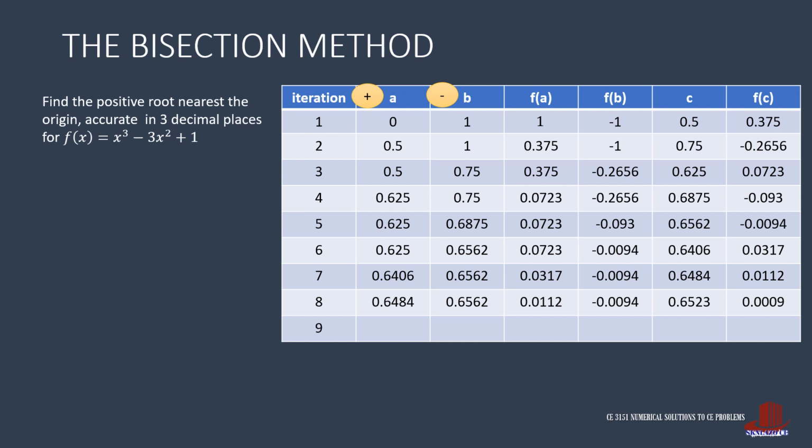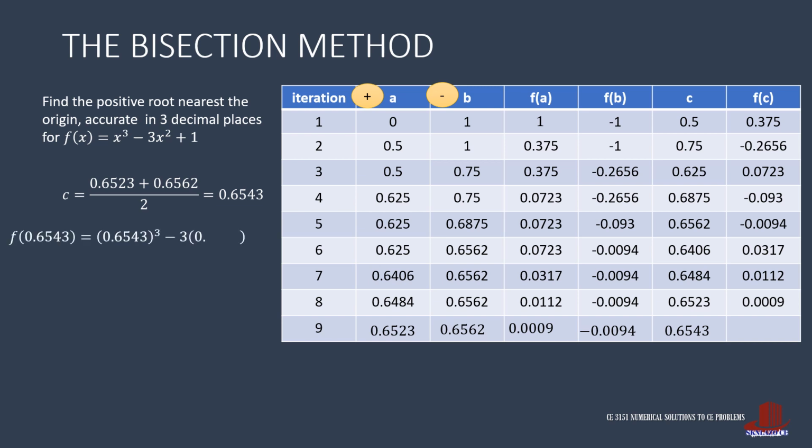For iteration 9, a is 0.6523 and f of a is 0.0009. b is 0.6562 with f of b as negative 0.0094. So c is computed as 0.6523 plus 0.6562 over 2 to get 0.6543. Plug this into the equation to get f of c as negative 0.0042. Negative for our f of c would mean that we should replace b.